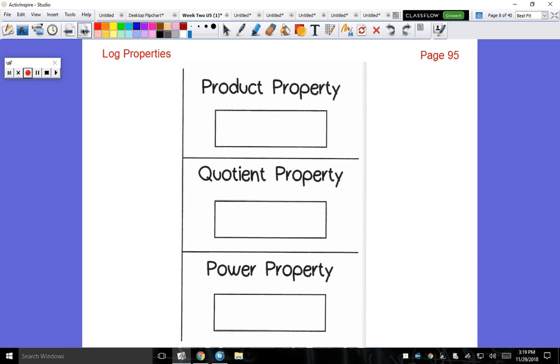Alright, product property is this. If I have the log of x times y, it's the same as the log of x plus the log of y. The big thing here that I want you to learn is that multiplication is the same as if I were to break it up into 2 logs that are added. Now, do you think this works with natural logs as well?